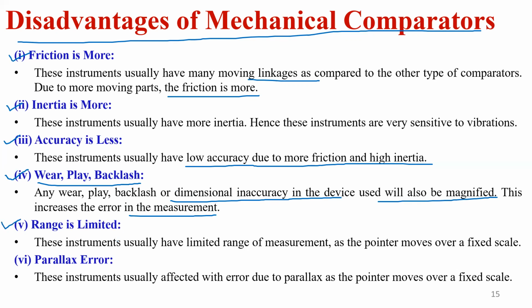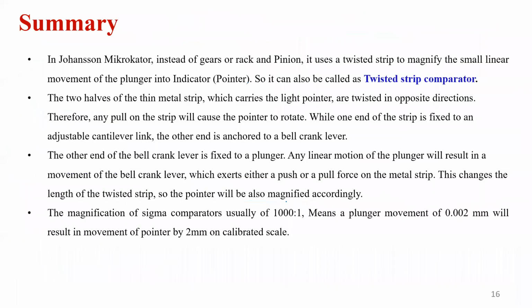And the range is also limited because these instruments usually have a limited range of measurement as the pointer moves only through the fixed scale. So we cannot use them for measuring a wide range of measurements. And the last disadvantage is parallax error. So these instruments are usually affected with the error due to parallax as the pointer moves over a fixed scale.